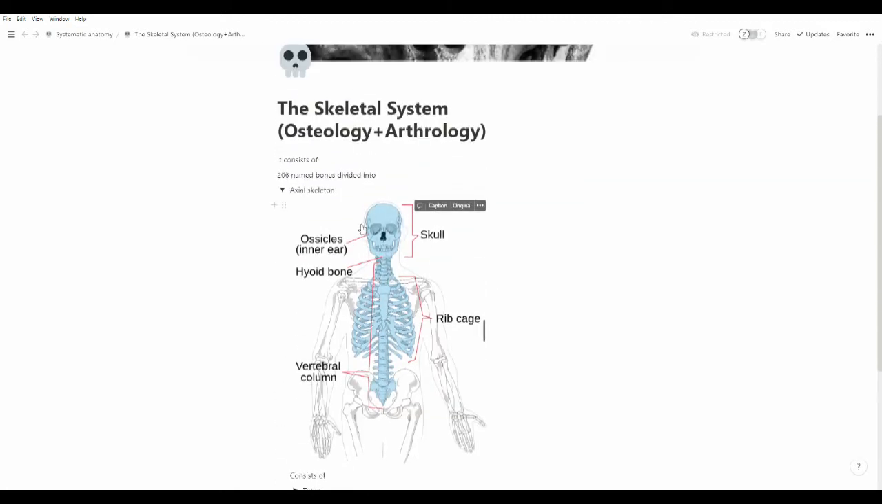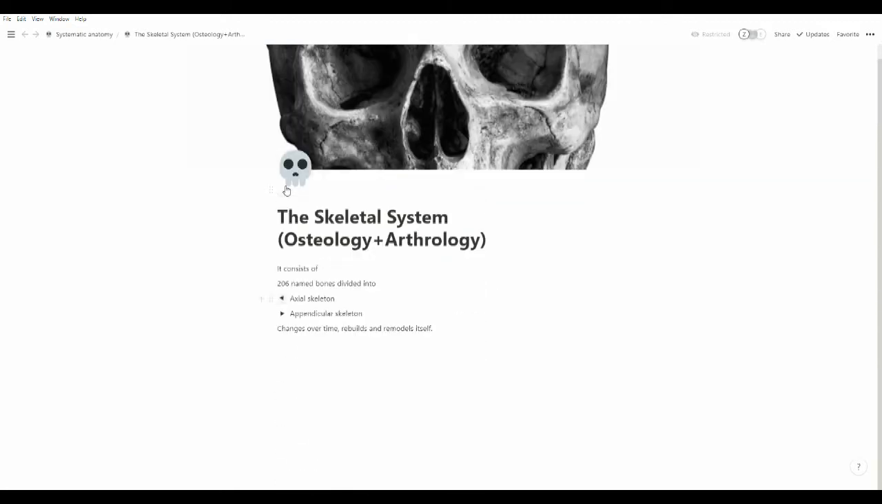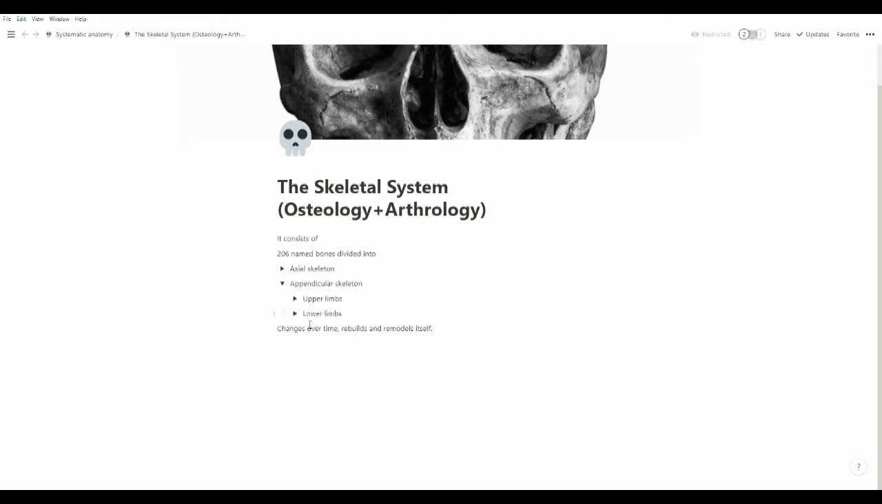Yep, the trunk and the skull. We've mentioned them. We've already covered all of this, the joints between them. The only thing left to finish the skeletal system, apart from the skull, is the joints of the lower limb.